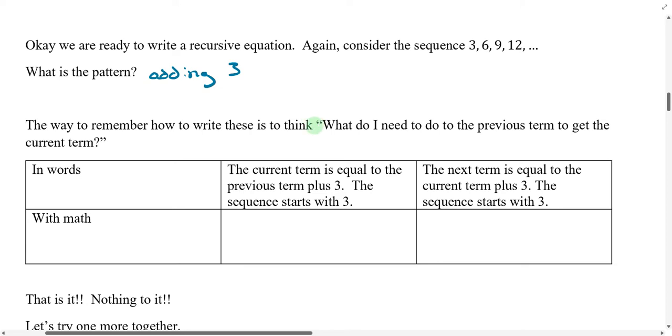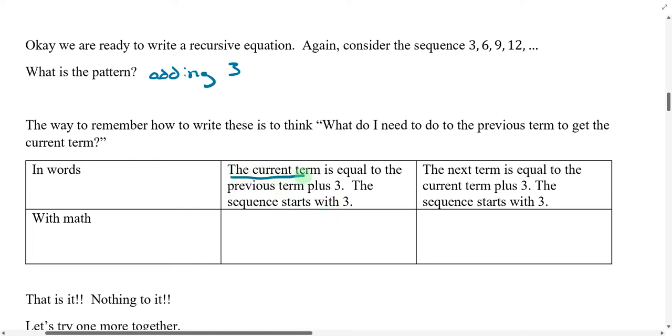So in words, I need to take the previous term. If I'm at 9, then the previous term would be 6. To go from 6 to 9, I have to add 3 to the previous term. So we would say the current term is equal to the previous term plus 3. And then the other thing we have to do is define where the sequence starts. My sequence starts at 3, so I just say the sequence starts with 3.